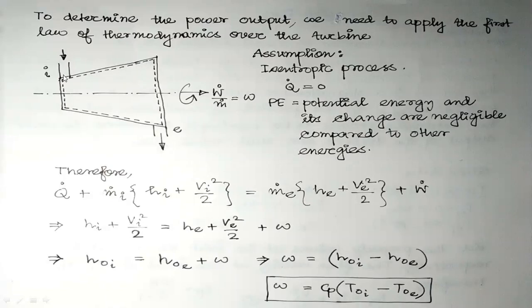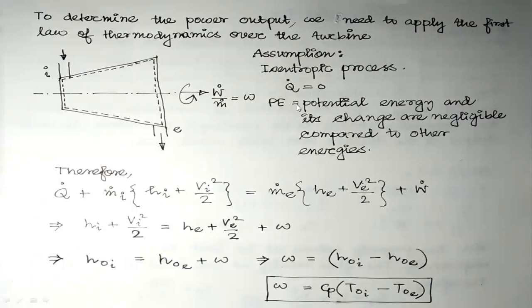This is the inlet to the turbine. This is the exit from the turbine. Inlet is denoted with I and exit is denoted with E. The turbine is producing shaft work W dot per unit mass flow rate, that is when it is divided by m dot, the work output is small w. So that is to be determined.